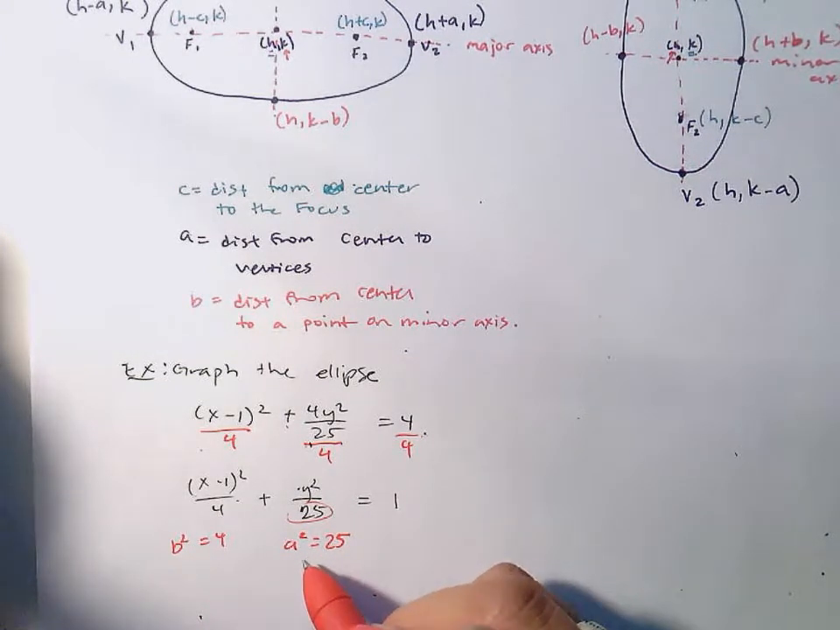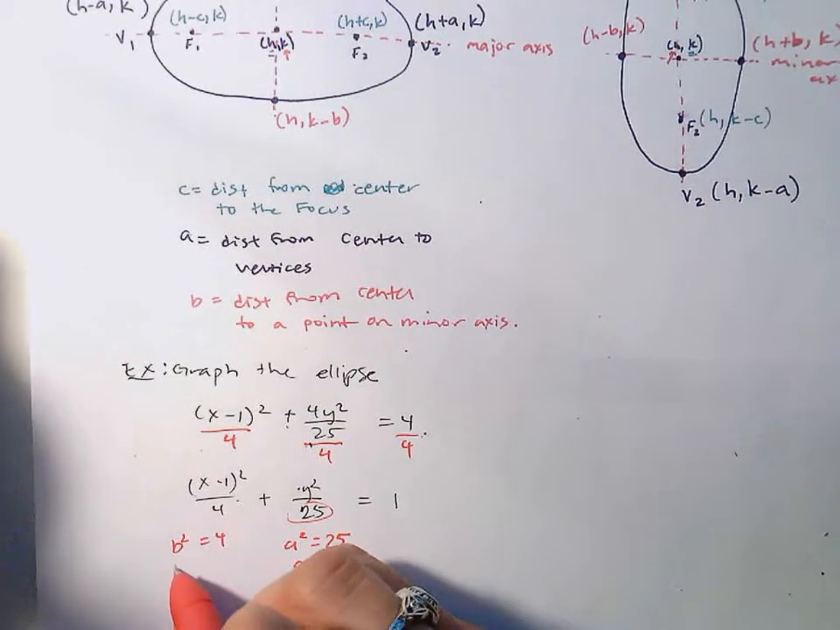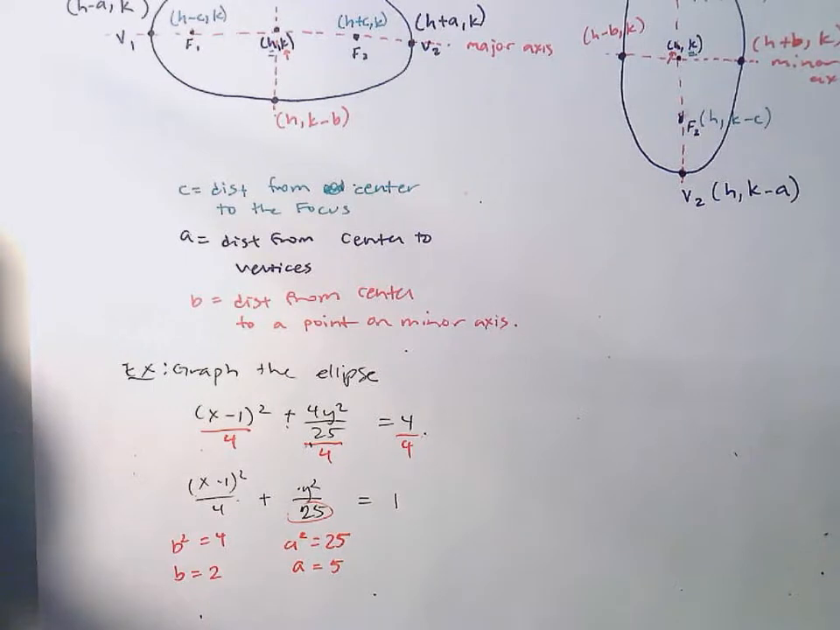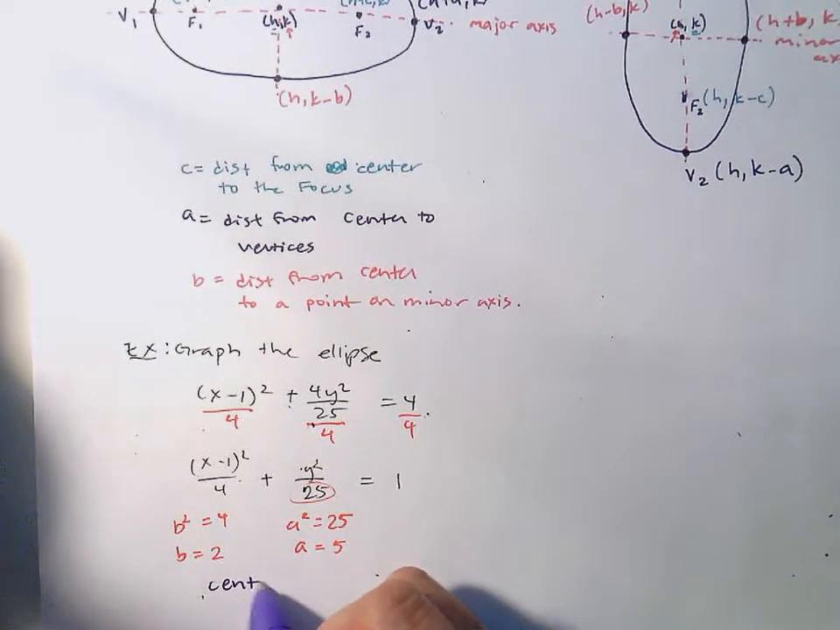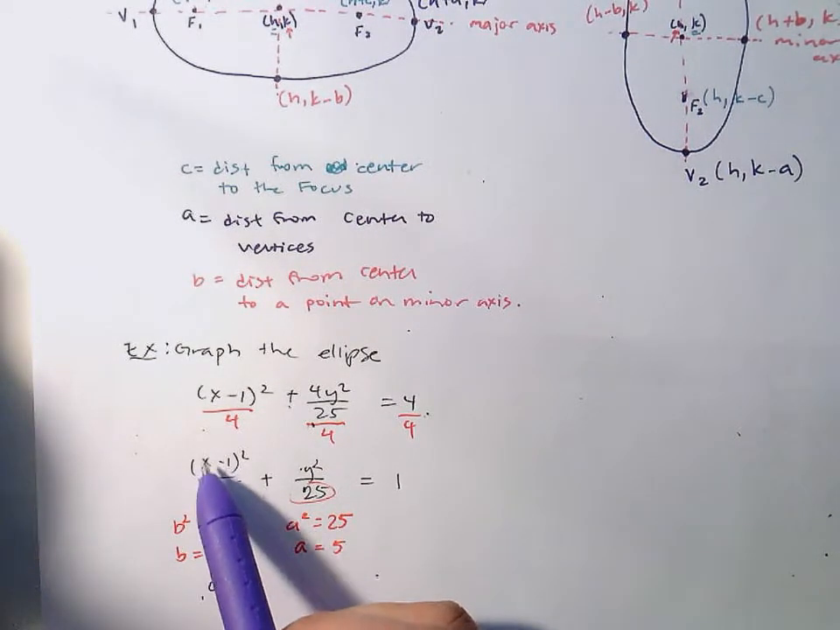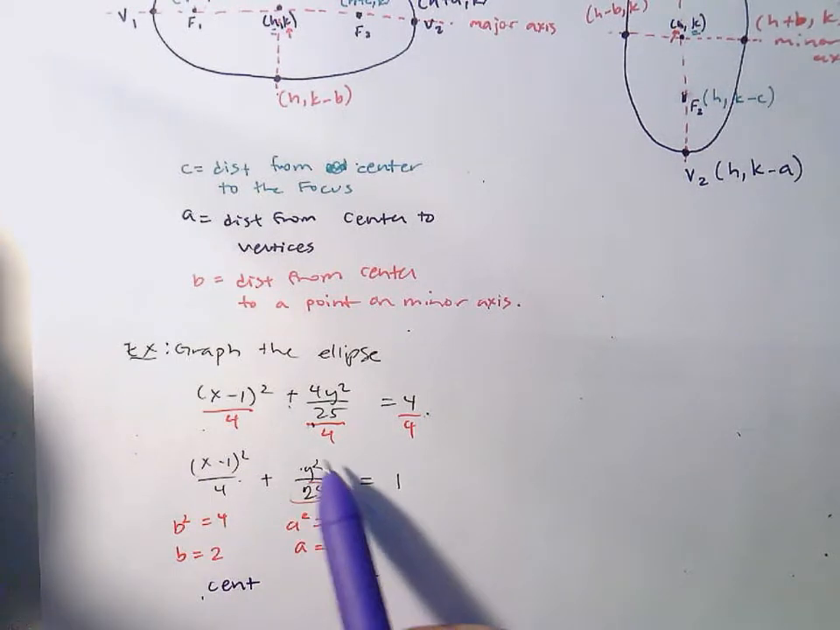So in order to graph it, we're going to need to know what a is equal to. A is equal to 5, and we need to know what b is equal to. B is equal to 2. So a is going to be the distance between the center and the vertices, and b is the distance between the center and the points on the minor axis. So that's going to help me graph it. And then we also need to find the center. In order to find the center, we need the h, k, and this is based on whatever's next to the x and whatever's next to the y.